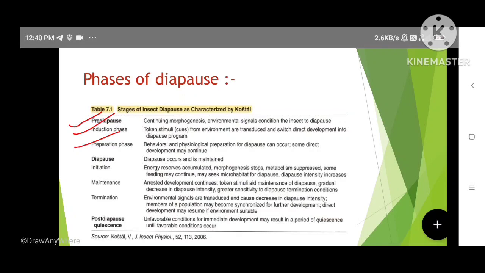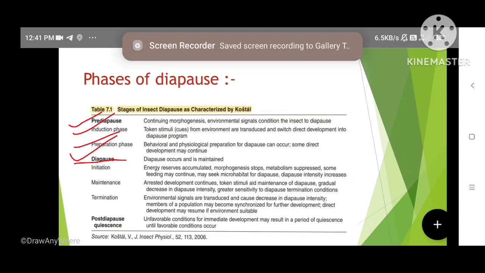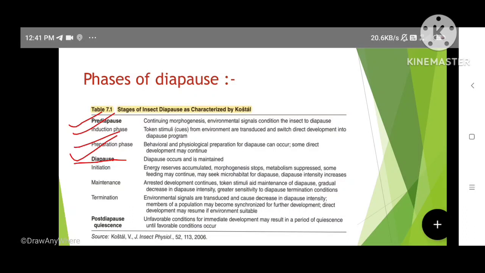The next phase is diapause. Diapause initiation phase. Initiation of diapause may or may not be easy to determine. Koštál defines initiation as that point in time when development ceases, as for example when the insect molts into a specific diapause state that is characterized by a color or morphological feature.